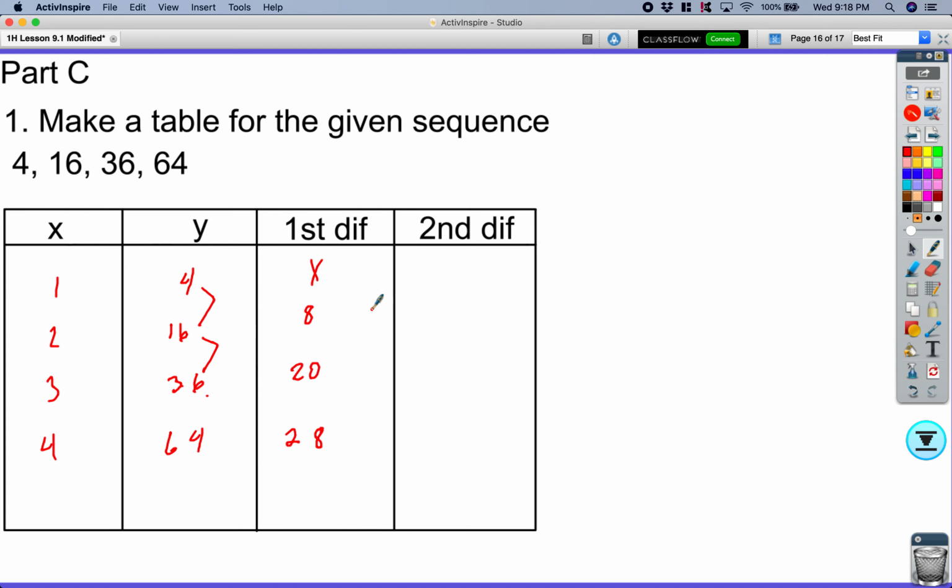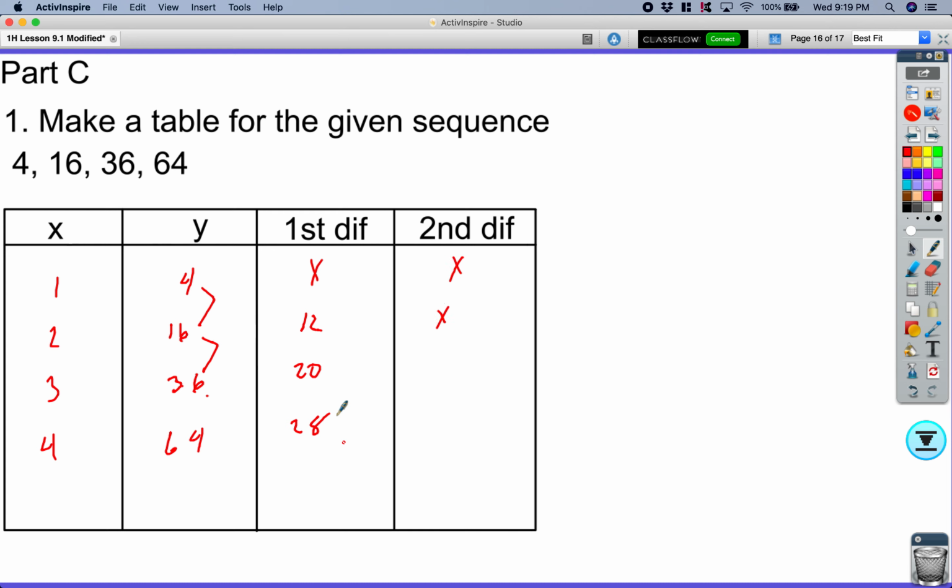Made a mistake somewhere. Hold on one second. So let's go ahead and do this one more time. To find the constant first difference, let's do that from 4 to 16. I wrote 8 originally. That is wrong. That would be 12. This would be 20. And then from 36 to 64, that would be 28. There we go, much better.